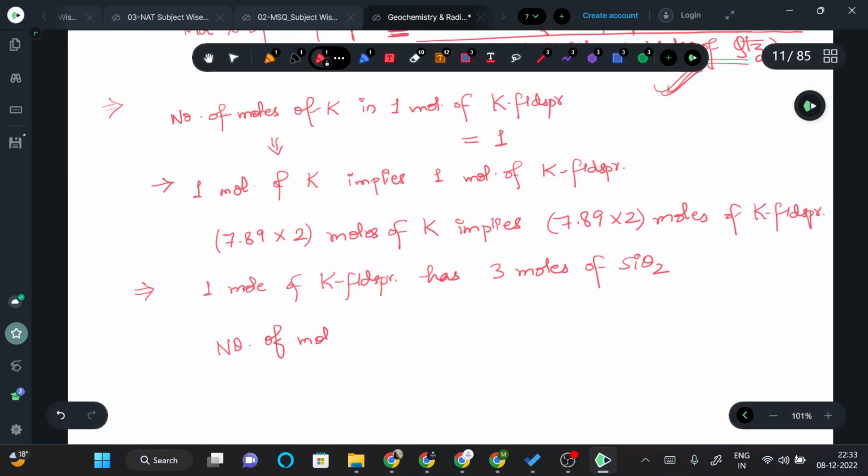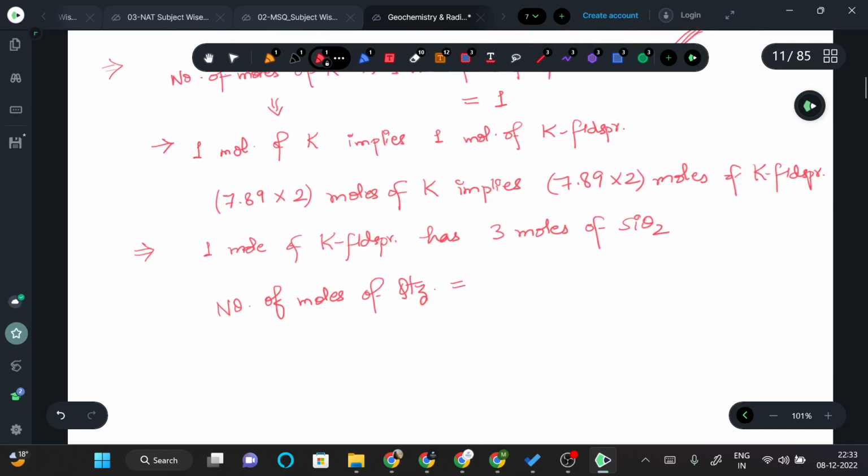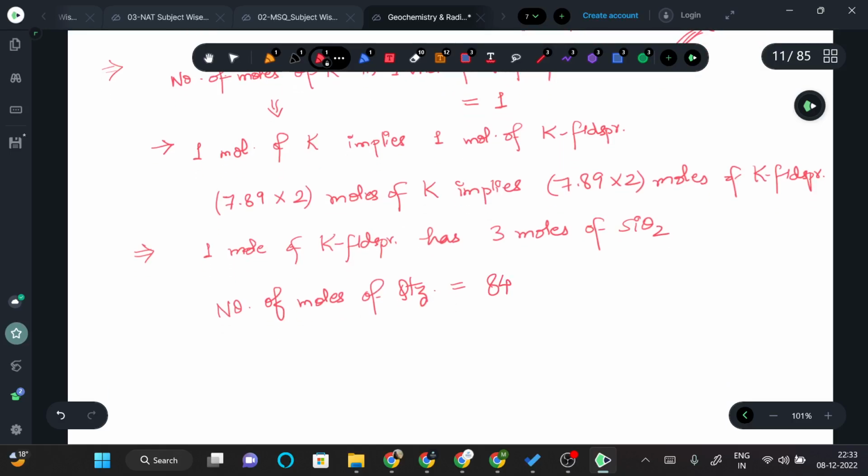Number of moles of quartz will be 84.21, that was there for SiO2 if you remember, 84.21 minus 3 times the number of moles of K feldspar. Are you getting how this part is coming?